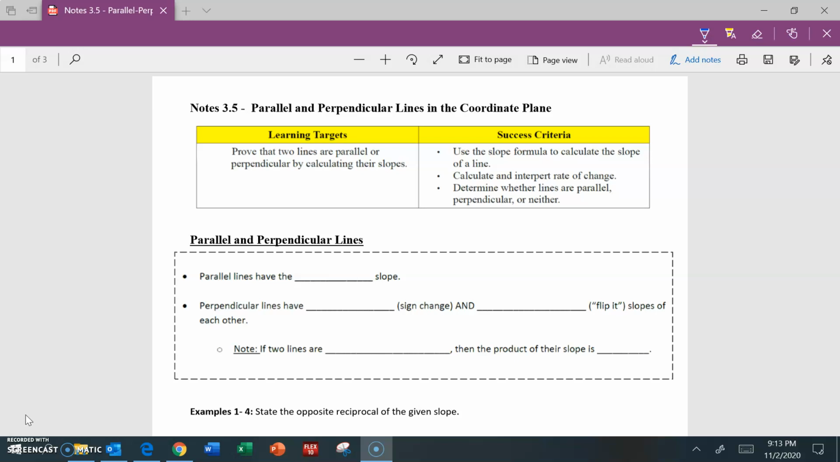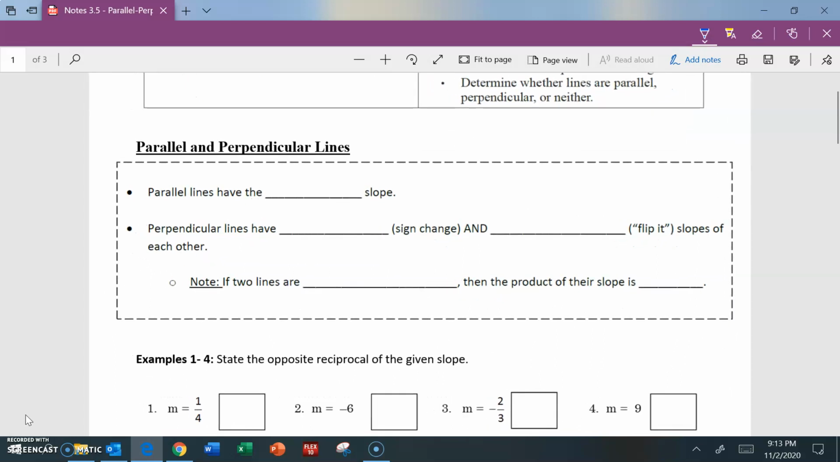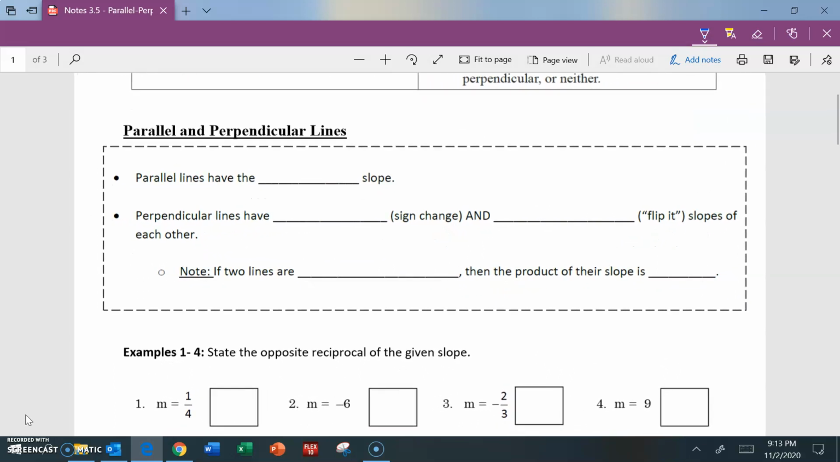Okay? So the notes 3.5 are our last set of notes for Unit 3, and this is about parallel and perpendicular lines on the coordinate plane. So we're just going to dive right into our notes, and I'll do them along with you. So if you want to fill in as we go or take notes on a separate sheet of paper if you don't have this printed out or if you don't want to do it on Kami.